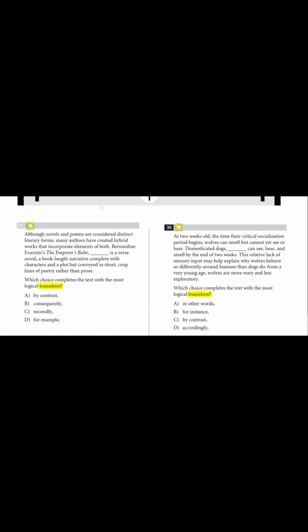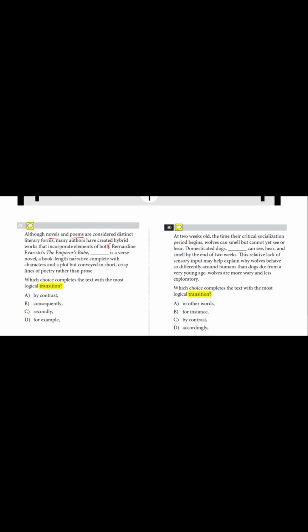Although novels and poems are considered distinct literary forms, many authors have created hybrid works that incorporate elements of both. And this is the end of the first sentence. Okay, so the first idea here says that novels and poems are different, but some authors try to merge the elements of both in their writings.